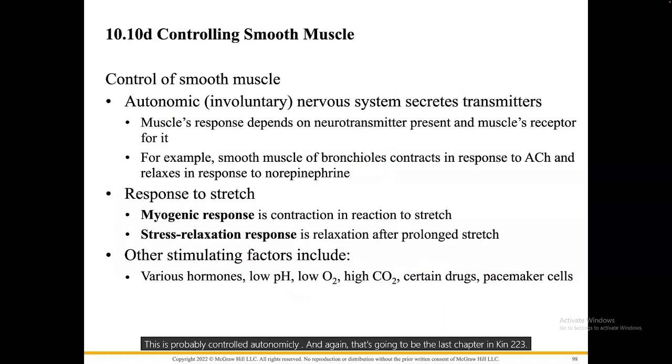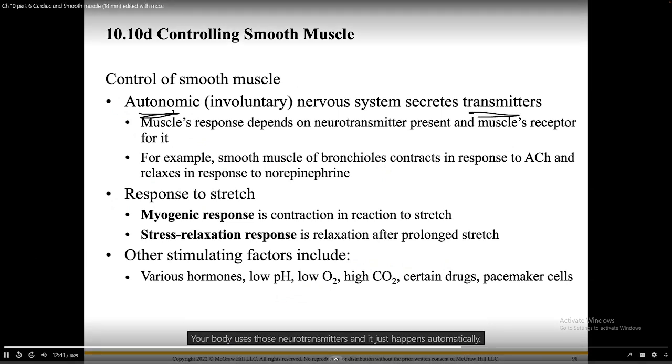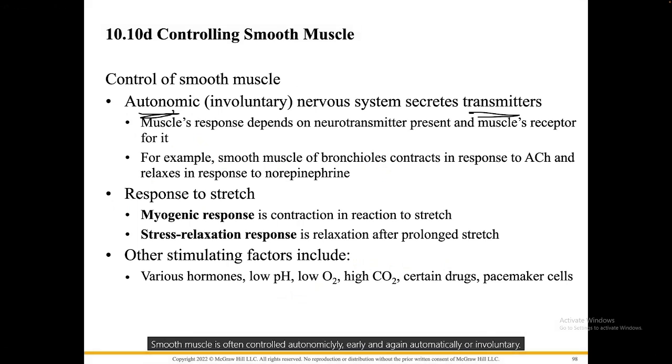This is probably controlled autonomically, and again, that's going to be the last chapter in 223, but autonomic is automatic. You don't have to think about it. Your body uses those neurotransmitters, and it just happens automatically. Smooth muscle is often controlled autonomically, and again, that's automatic or involuntary.